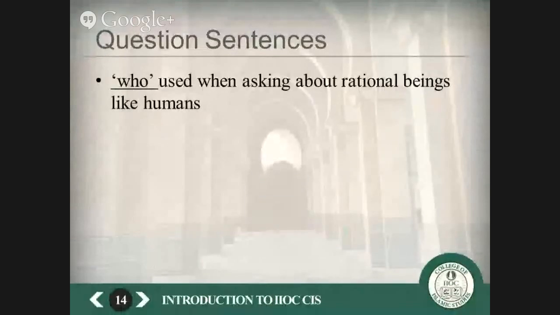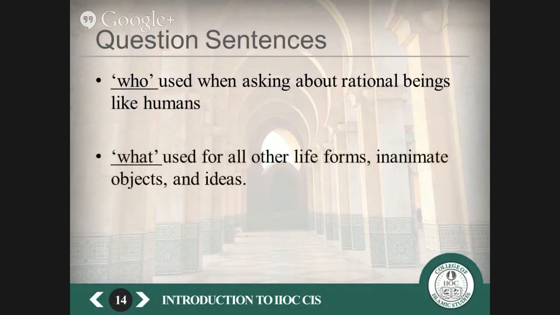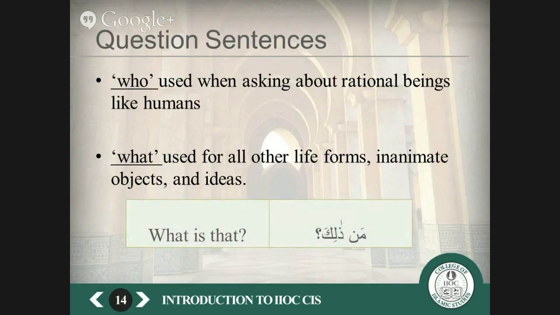Now, there's one more way to ask a question. When you're talking about rational beings, like people, human beings, you don't say ma. You say man. In English, if I'm talking about Ali, I don't say, hey, what is that? That would be very disrespectful. You say, who is that? Because it's a person. Same thing in Arabic. So instead of saying ma, you say man. Ma is used for other life forms, inanimate objects, ideas, animals, things like that. But man is used for people.